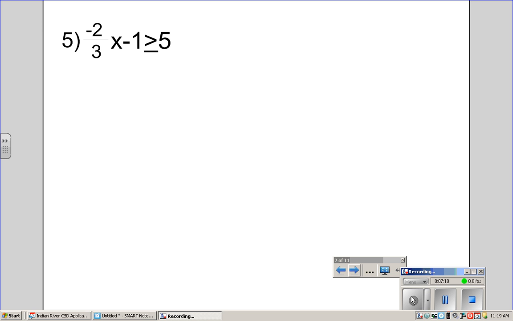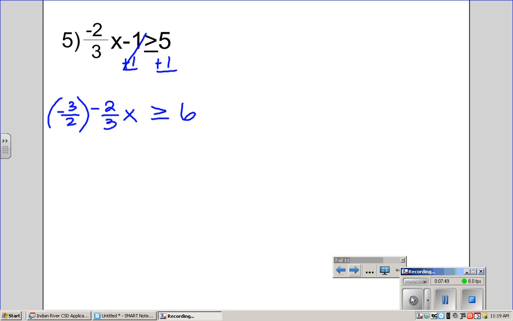Number 5, our x is on the left. We're going to add that 1 to both sides. Now, when you have a fraction, you can either multiply by the reciprocal or divide by that fraction. I don't have a calculator, so I'm going to multiply by the reciprocal. All that means is you flip it over.